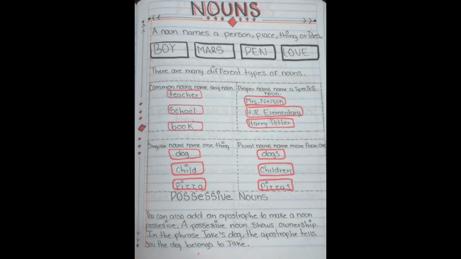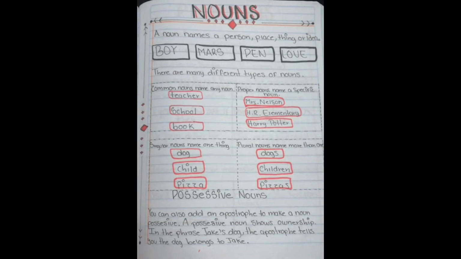The singular noun is the name of one thing. For example, the dog, the child, a pizza. And the plural noun is the name of more than one thing. For example, dogs, children, and pizzas, because it is in plural.